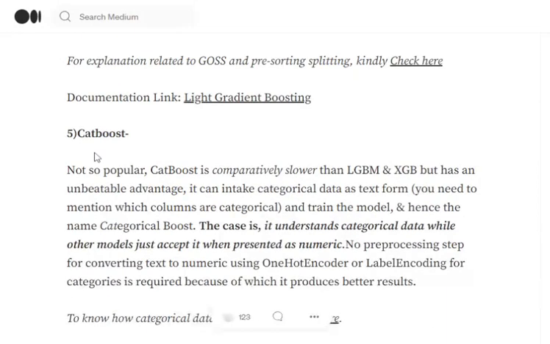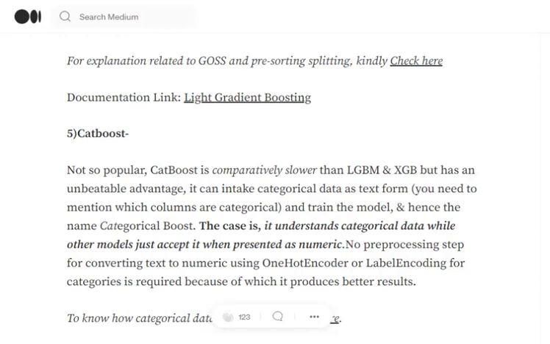The last, not the least, is CatBoost. CatBoost is comparatively slower than both LightGBM and XGBoost, but it gives you a very great advantage: it can handle categorical data directly. So there is no need for you to convert the data set into one-hot encoding or label encoding, and the data set can be fed directly to the model. Hence, it understands categorical data, while other models consider a category as a numerical feature, which is why we require conversion. So that is the advantage that CatBoost provides.